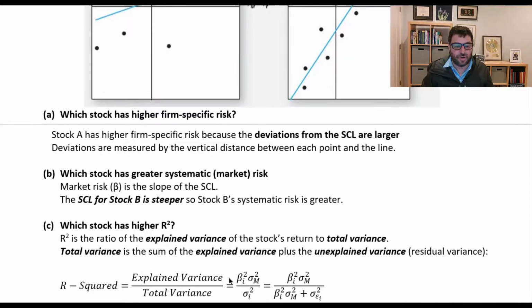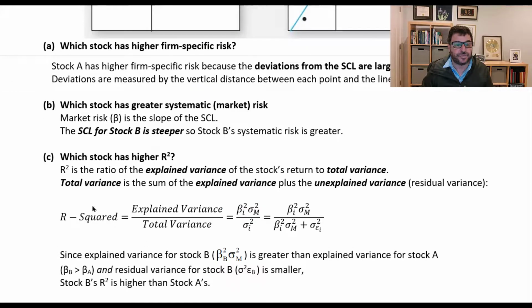Which stock has the higher R-squared? Okay, let's take a second to think about this. R-squared is the ratio of the explained variance to the total variance. Total variance is the sum of explained plus unexplained, or residual, or idiosyncratic part. And so note that the R-squared is going to be the beta squared times the market variance divided by the total variance. Remember, the market variance is the same for each stock. And so since the explained variance for stock B is greater than the explained variance for stock A, and the residual variance for stock B is smaller, stock B's R-squared must be higher than stock A's R-squared.